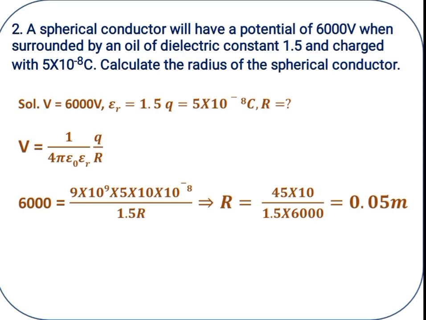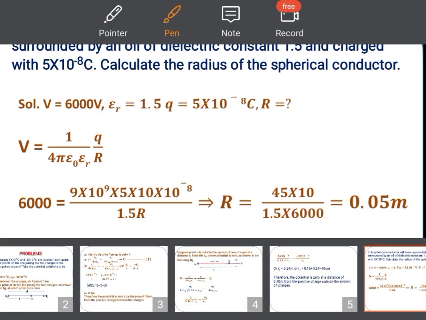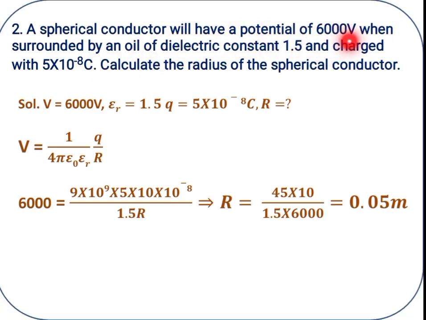Next one, second problem. A spherical conductor will have a potential of 6000 volt when surrounded by an oil of dielectric constant 1.5 and charged with 5 into 10 raised to minus 8 coulomb. Calculate the radius of the spherical conductor. So what are the given data here? V is given, potential is given 6000 volt, epsilon R means dielectric constant of oil is how much? 1.5 is given. Charge is given, that is 5 into 10 raised to minus 8 coulomb, and we don't know what is the radius of the spherical conductor.